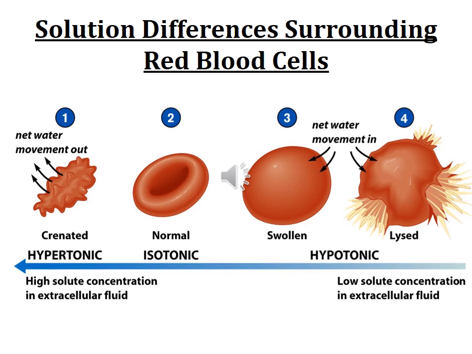This is called crenation. Now on the opposite end, on the right side, hypotonic solution. In a hypotonic solution, you have a lower or decreased amount of salt or solute compared to the red blood cell. In this case, the opposite will happen. Water will move from the outside of the cell to the inside of the cell.